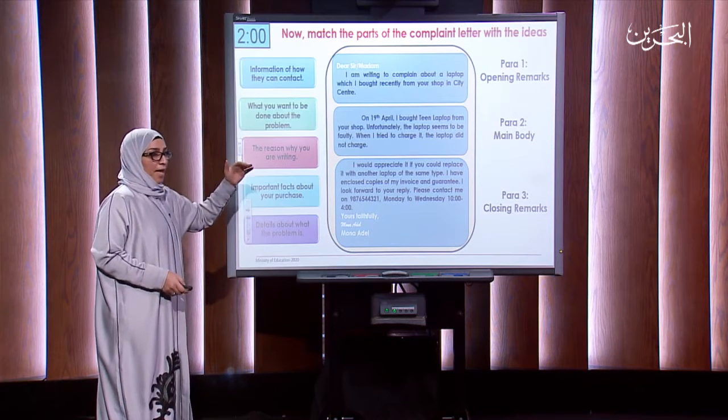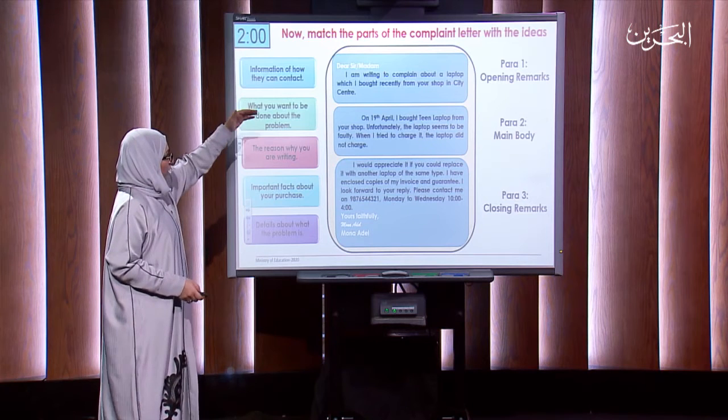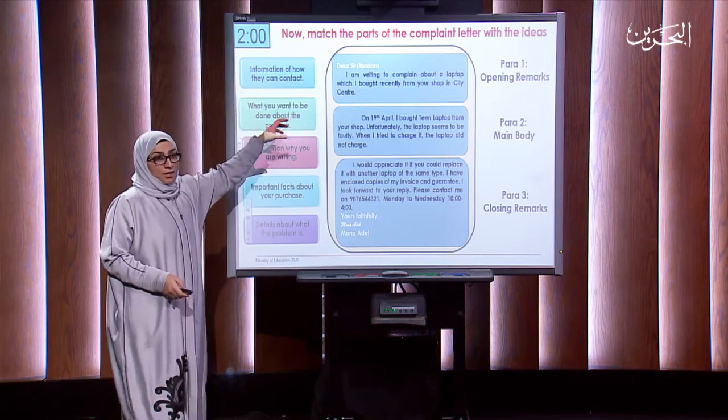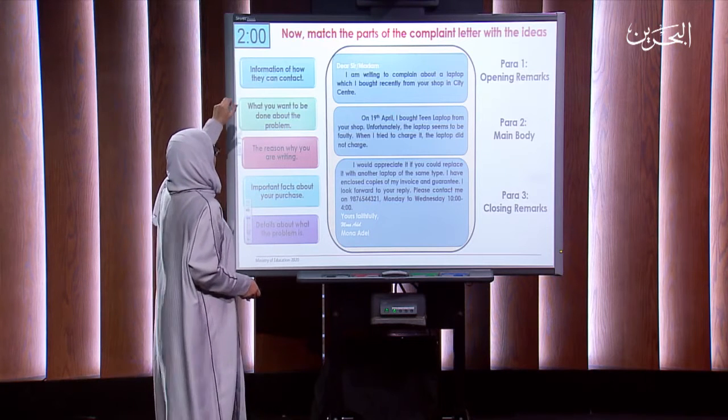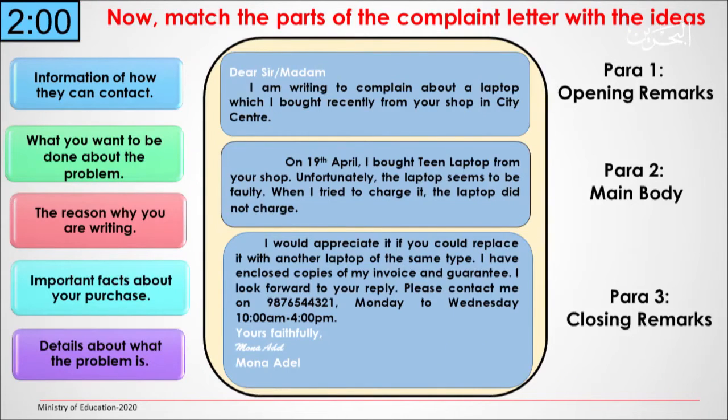We want to match each paragraph with the information that is included in each paragraph. For example, information of how they can contact. In which paragraph can we write this information? What you want to be done about the problem? In which paragraph? The reason why you are writing. Important facts about your purchase. And last one, details about what the problem is. I'll give you time to think and to match in the right paragraph.